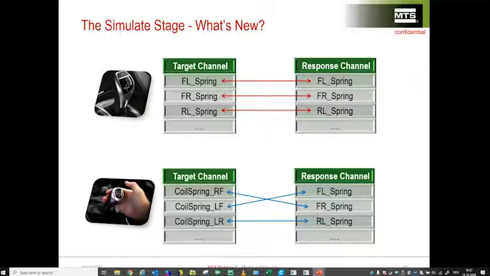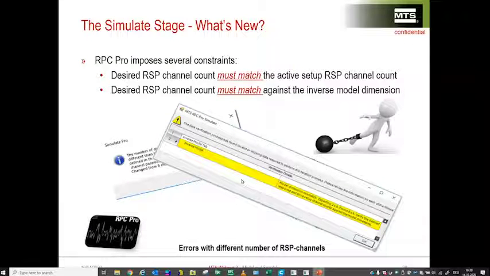I know it was not necessary, but most of our users try to adapt their files to the setup, or the other way around, to make sure the right channels are played out. And this brings flexibility into the software. So now what happens? Not having these mapping features leads RPC Pro into some constraints.